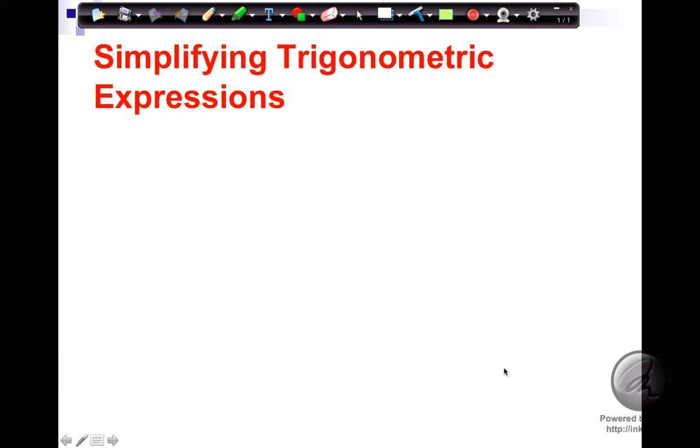All right, moving right along. This is where things start getting good. We're going to use all of our identities, at least the ones we've learned today. We're going to use these identities to simplify trigonometric expressions. This is where it gets good.